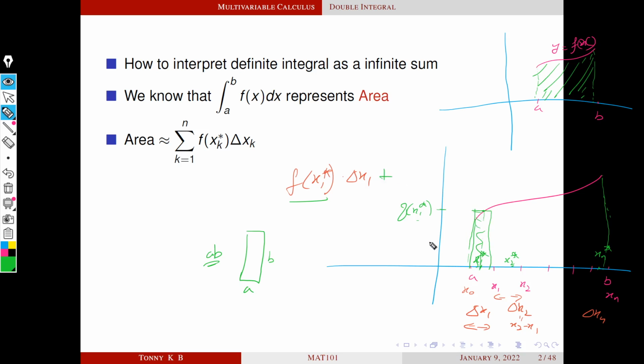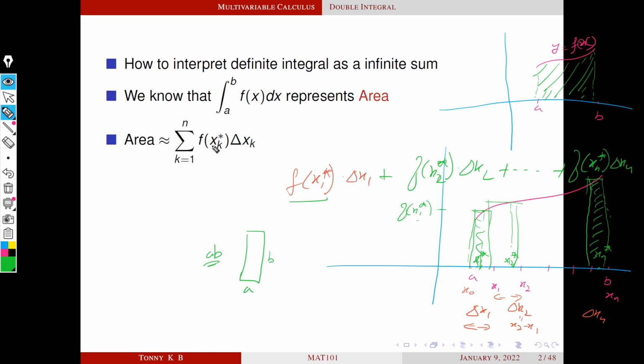Then you think about the next one. You consider an arbitrary point from the second interval. Then this is the height. Then what is the product f of x2 star into delta x2? This is the area of this rectangular region. Continuing in this way, the nth one is f of xn star into delta xn. So what about this sum? This sum is approximately the area between the curve and the x-axis from a to b.